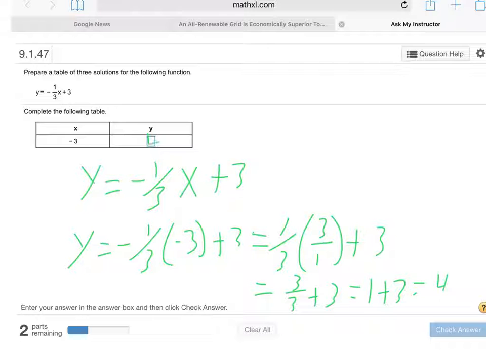So a couple ways you could think about this, but I guess maybe the best way is to put that over 1 and multiply the numerators and the denominators, and then simplify that to 1.